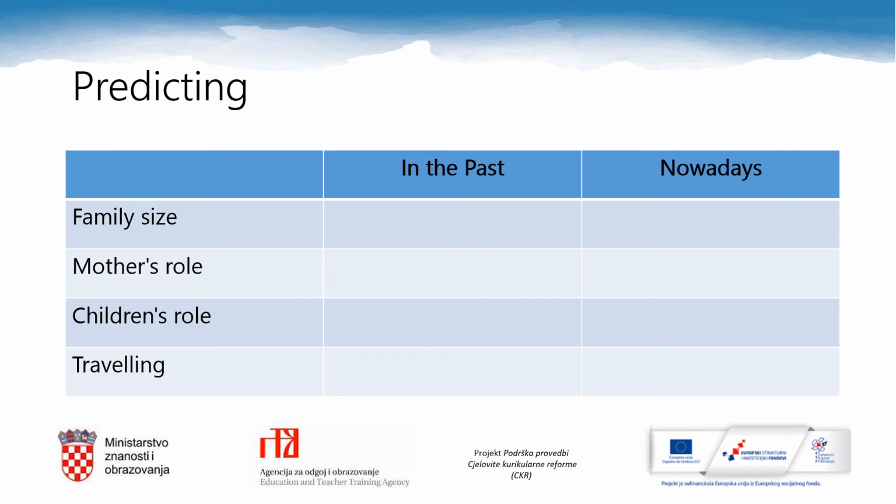What about today? What was mother's role in the past? And what is mother's role today? And what about children's role in the past? What obligations did they have? What is children's role today? What are children's obligations today? What do they have to do? How did people travel in the past and how do they travel today?